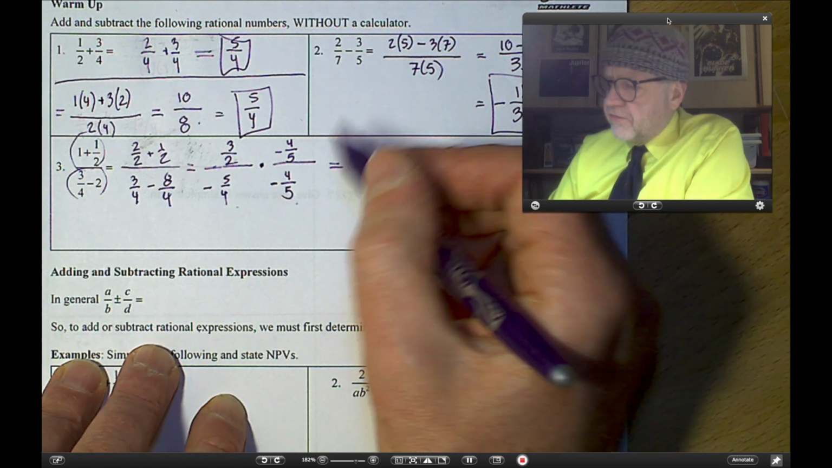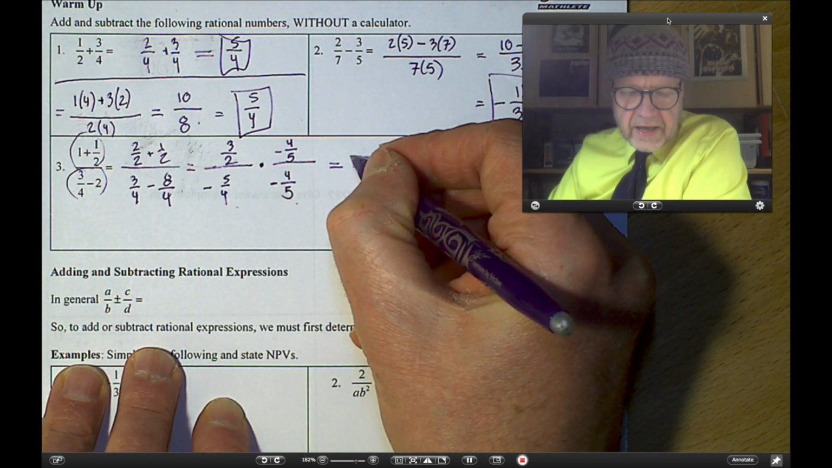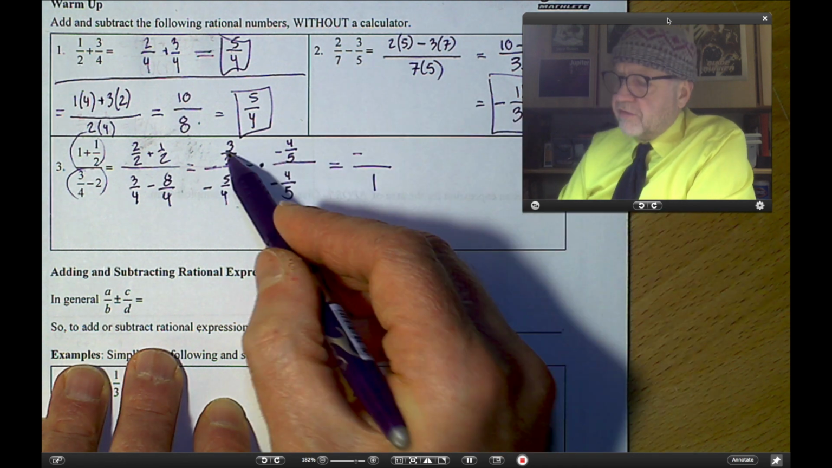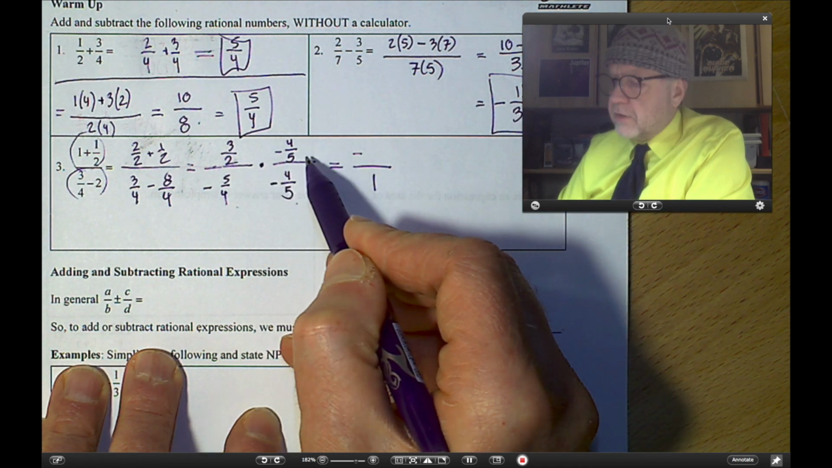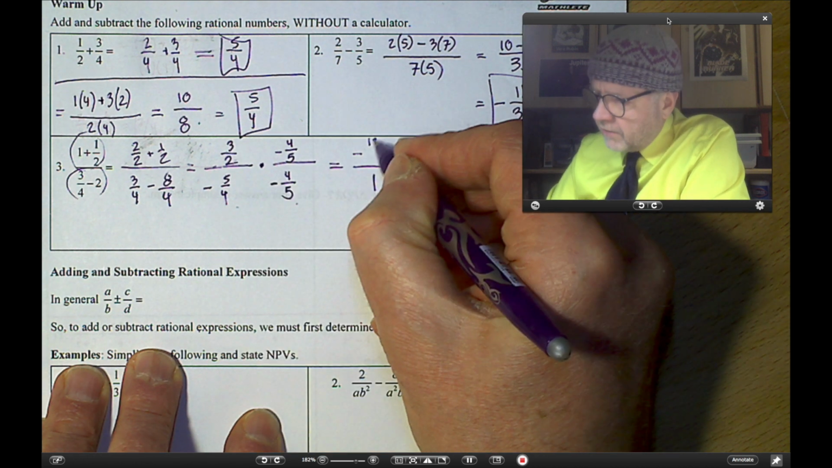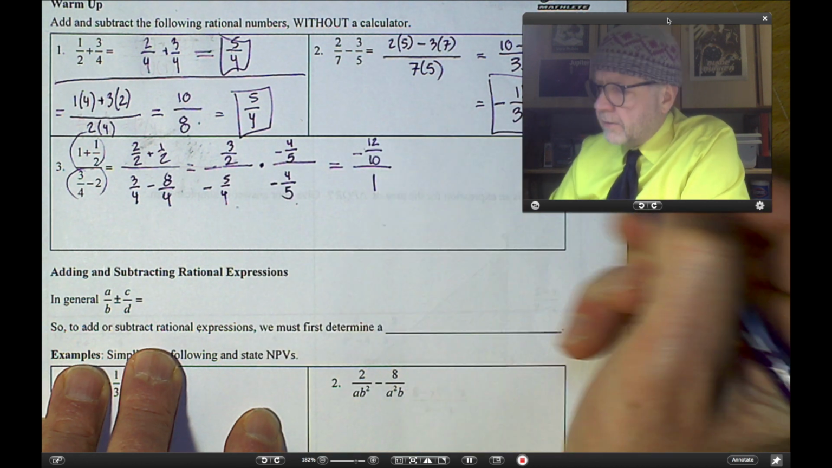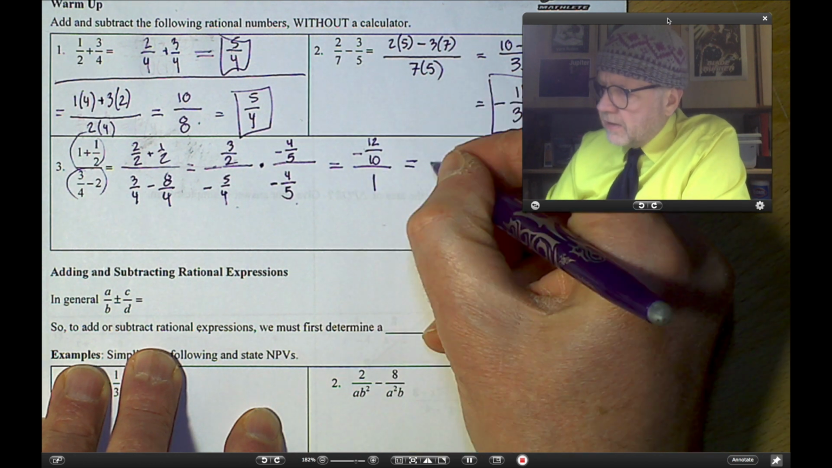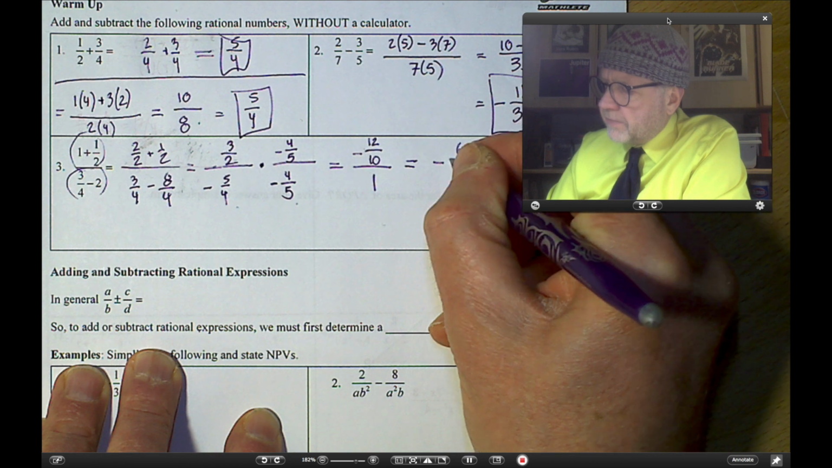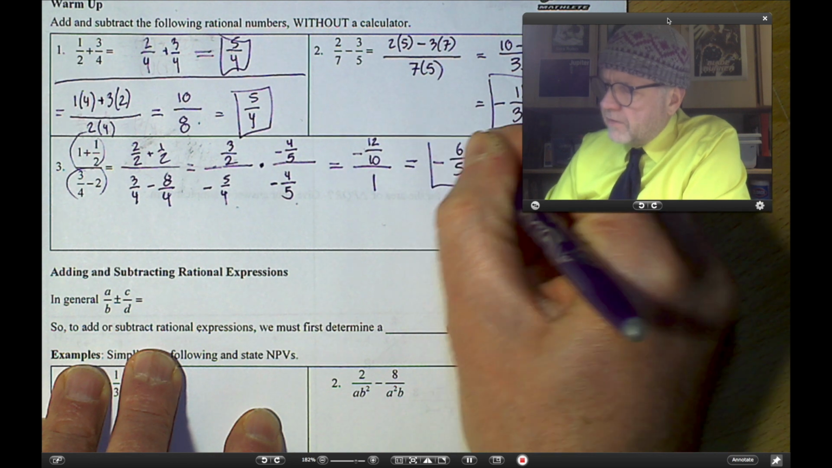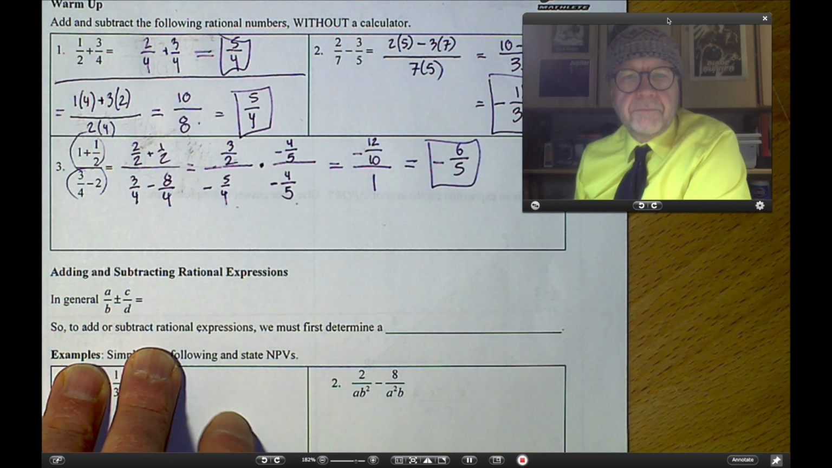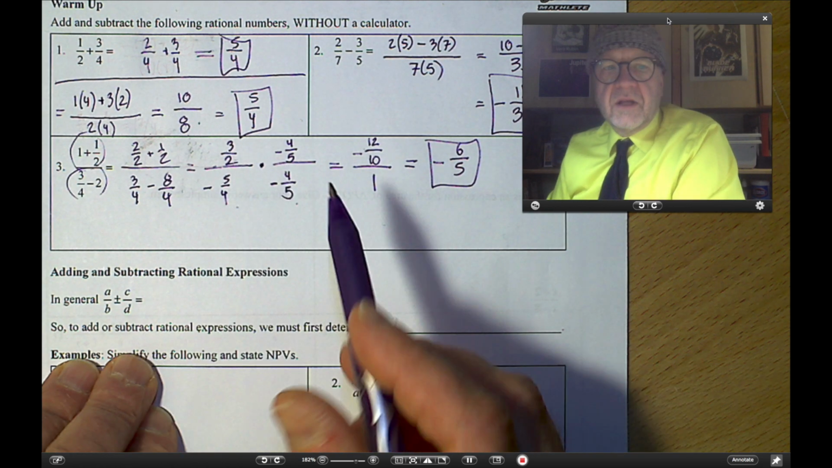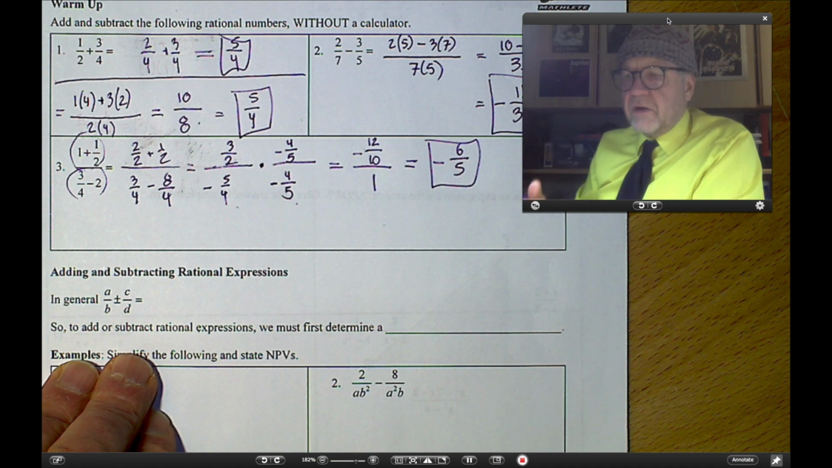And so on the top now, we're going to get a negative. And now this is straight up multiplication in the numerator, rather. 12 over 10. And it's all divided by 1, so we can get rid of the 1 here. And we're going to get negative, I guess the most simplified form would be negative 6/5, right? So this is the long belabored approach showing you why invert and multiply works.